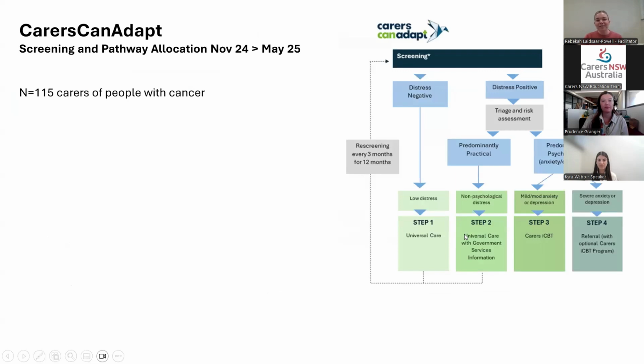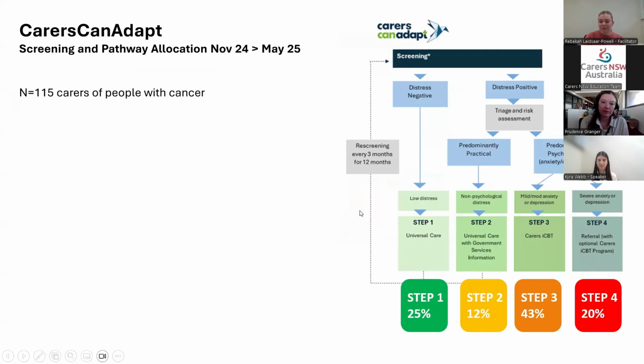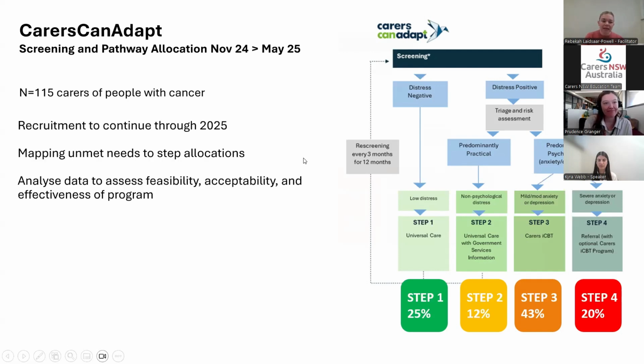So at present, this trial's been going for the last 6 months. We've been recruiting, and so far we've recruited 115 carers of people with cancer to the study. And in terms of the numbers of people allocated to each of these 4 steps, I just put here the percentages of people being allocated to each step. So you can see, obviously, the levels of distress are quite high, with the majority of people being either step 3 or step 4. So the plan here is to continue recruitment through 2025.